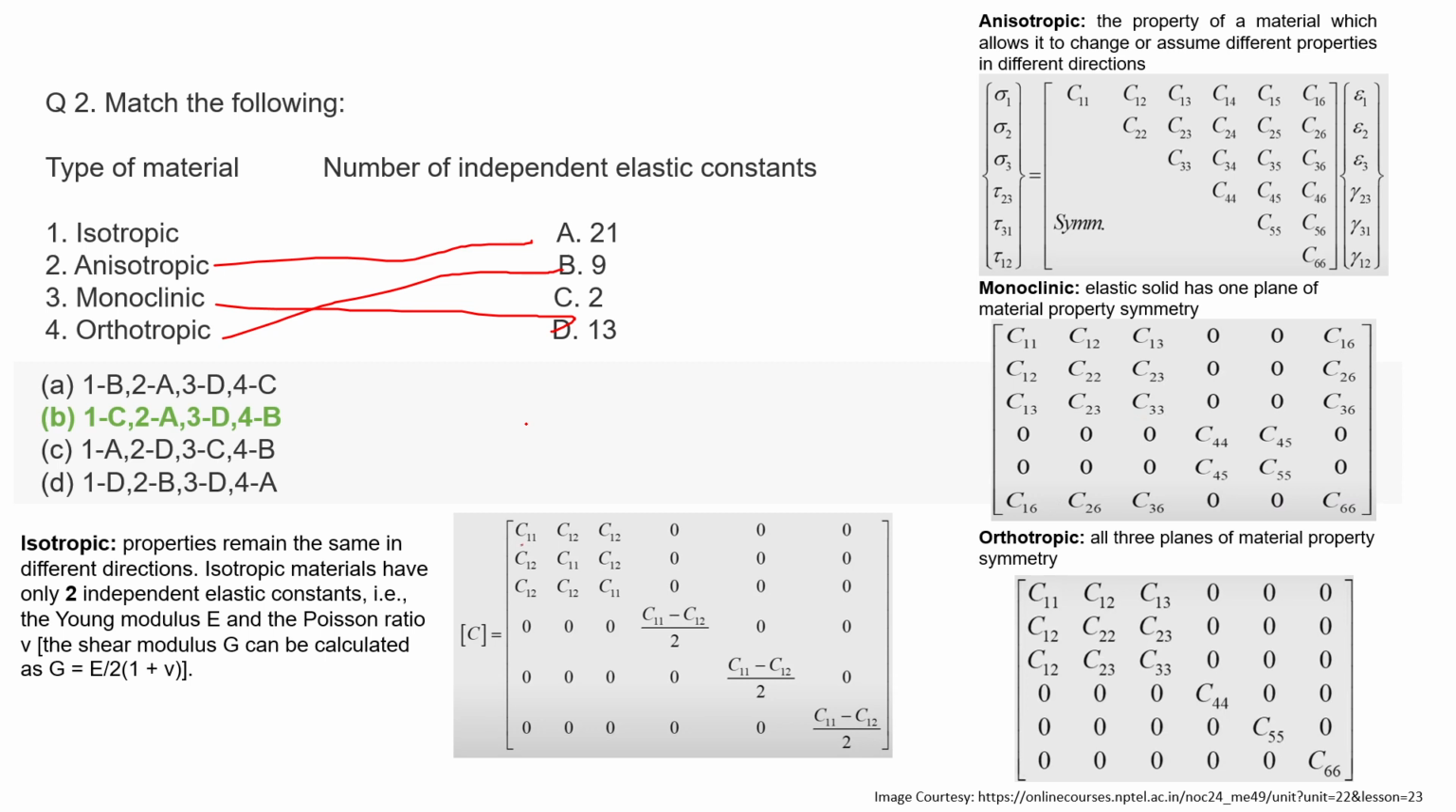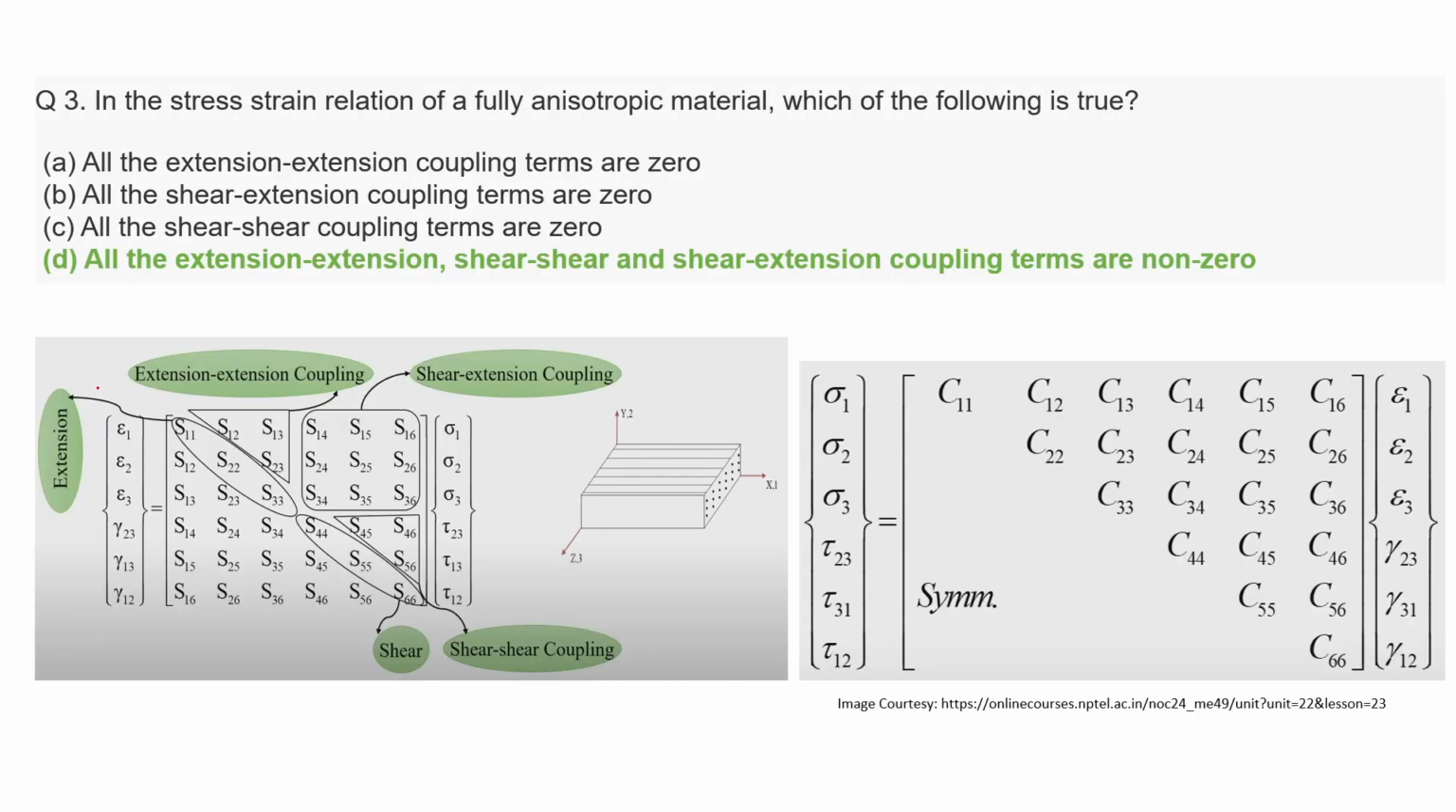And finally, there is isotropic material, which has only two independent constants, which are either Young's modulus or Poisson ratio, and there is already a relation between the shear modulus, Young's modulus, and Poisson ratio. So if we know any two of those components, we can find all three values required for forming the stiffness or the compliance matrix of an isotropic material. So here the option will be option B.